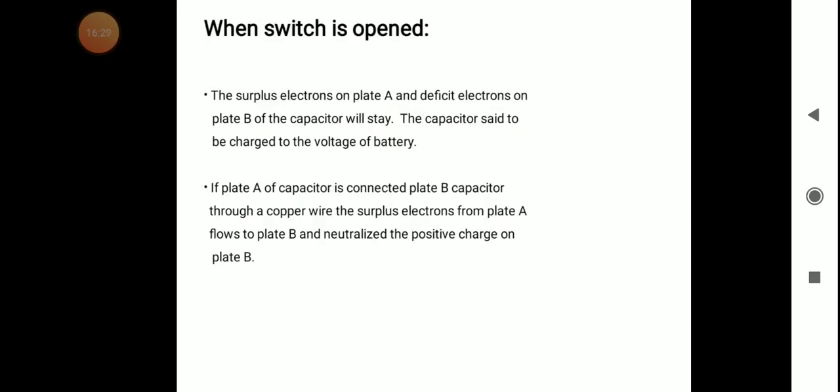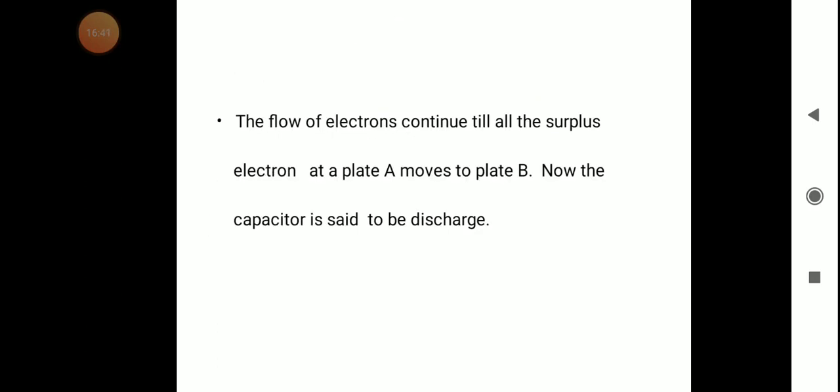When plate A is connected to plate B, the electrons from plate A flow to plate B and neutralize the positive charge on plate B. The flow of electrons continues till all the surplus electrons at plate A move to plate B. Now the capacitor is said to be discharged.